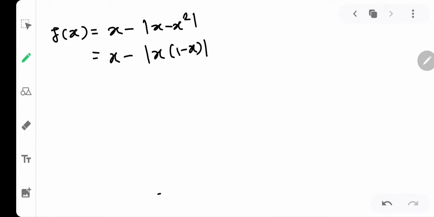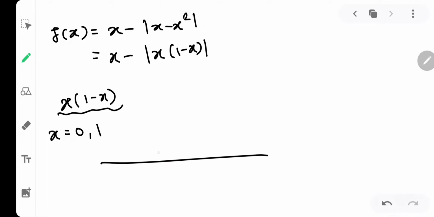Okay, now there is a mod and I need to understand when the mod opens positive and when it opens negative. That is very easy. Just apply the wavy curve to x and 1 − x. So let us check the critical points. x = 0 and x = 1 are the critical points, because at these points this particular function is going to 0. Okay, so let me write down 0 and 1.